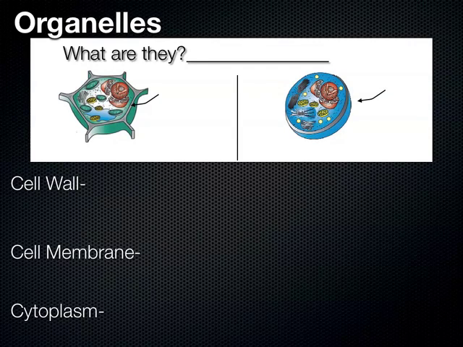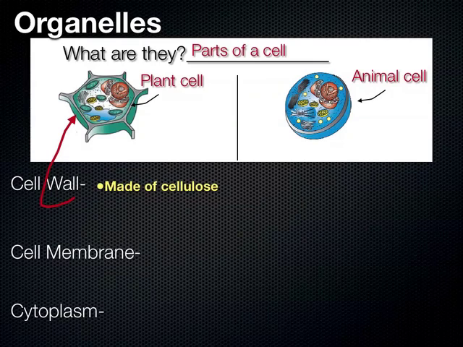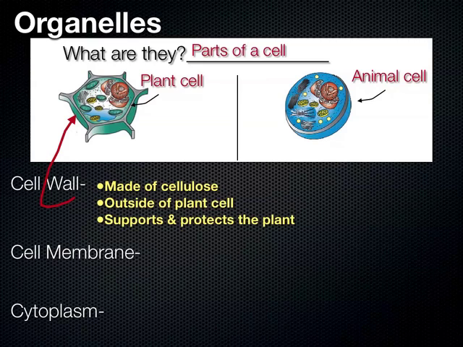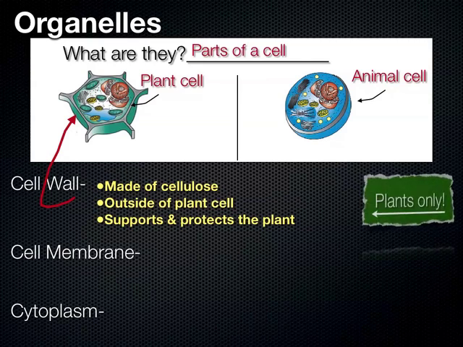Let's just review here. Cell organelles are tiny parts inside of a cell that have a job to do, found in all sorts of cells, and we started talking about some of them. The cell wall is found only in plant cells. It's made of cellulose. It's not a living part of the cell. It's sort of formed and then stays that way. It gives support and protection to the plant.